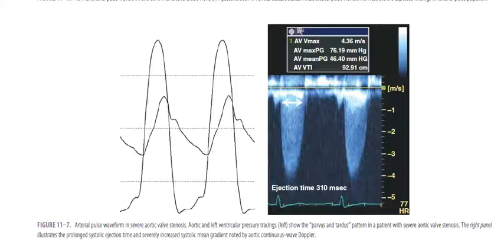This figure shows arterial pulse waveform in severe aortic valve stenosis. Aortic and left ventricular pressure tracings on the left show the parvus and tardus pattern in a patient with severe aortic valve stenosis. The right panel illustrates the prolonged systolic ejection time and severely increased systolic mean gradient noted by aortic continuous wave Doppler.